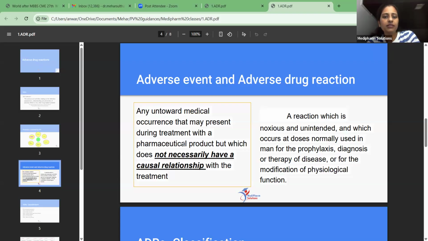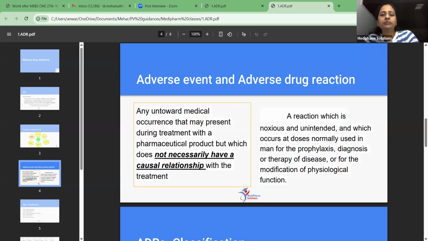Obviously, we know the patient took paracetamol and 10 minutes later he was walking on the road and was hit by a bicycle. He fell down and sustained a fracture, say a humerus fracture. Now you obviously know that this event is not related to your drug. This happened because of an accident, but just before the accident he had taken your drug. So this is called an adverse event, which means it is causally not related with the drug, but it is temporally related.